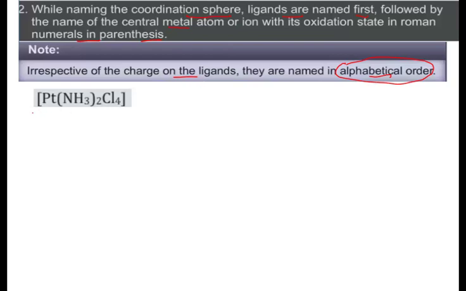Now let us take this example. It is [Pt(NH3)2Cl4] within square brackets. So this is a neutral complex, right? Now first of all, the distinction between central atom and ligands. I think you are aware of this, that platinum will be the central metal atom, whereas ammine and chlorido will be the ligands. And this is an example of a heteroleptic complex, right? This we have already done.